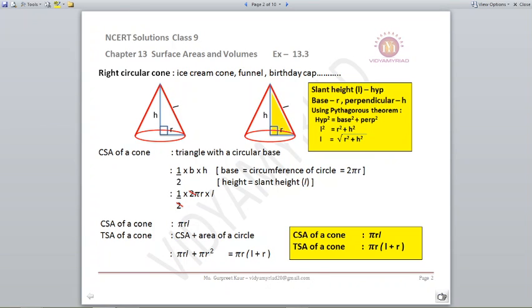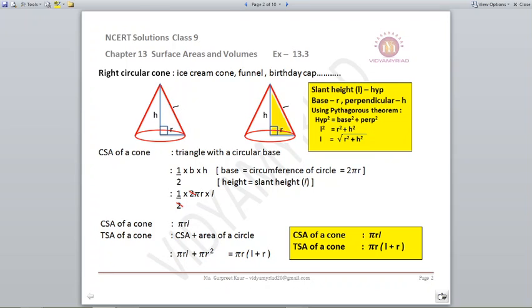Now whenever we are talking about a cone over here, it will mean right circular cone. For example, you have ice cream cones, you have funnels, you have birthday cap or joker cap. You will understand the shape of the cone, where you see you will have h as your height and r is your radius if you form a triangle.